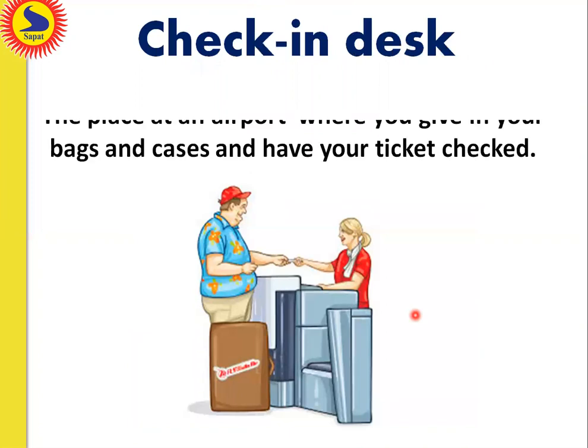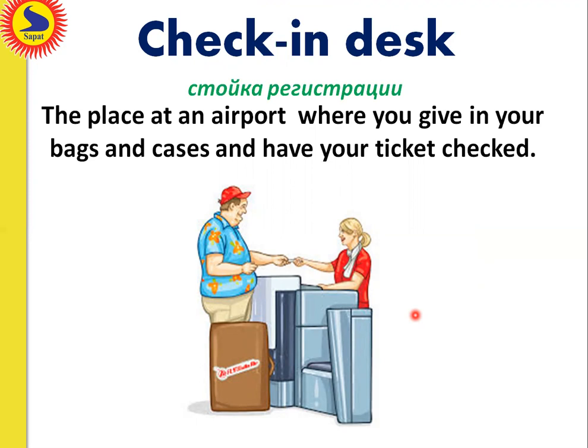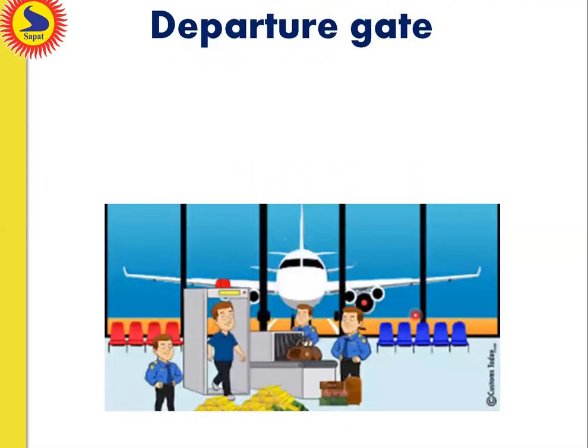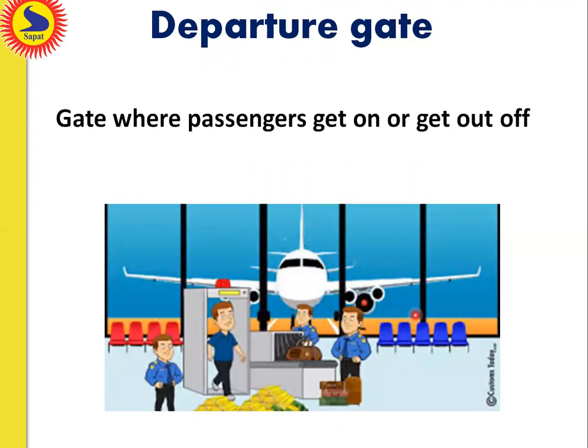Check-in desk. This is a place at an airport where you give in your bags and cases and you have your ticket checked. Check-in desk. Departure gate. This is a gate where passengers get on or get out of their plane. Departure gate.